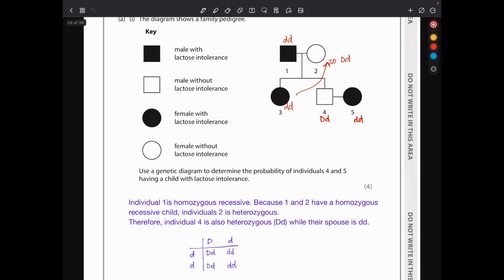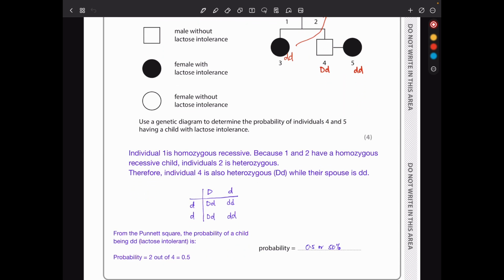So down here they say use a genetic diagram to determine the probability of individual 4 and 5 having a child with lactose intolerance. We already know the genotype of these two individuals, so we can use that to create a genetic diagram. So capital D small d and small d gives us heterozygous, homozygous recessive, heterozygous, homozygous recessive, and the probability is going to be 50%.